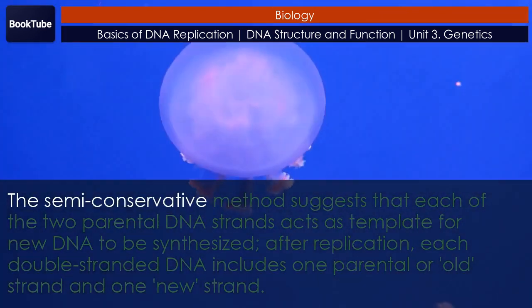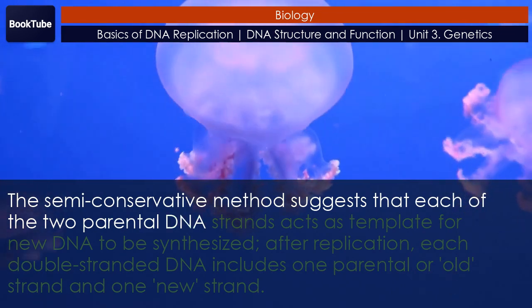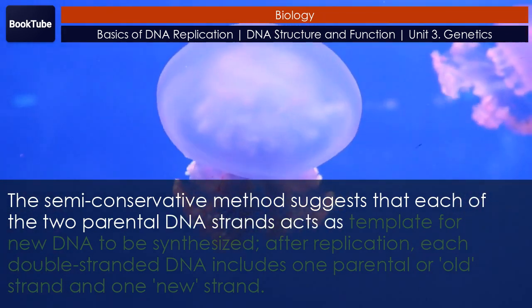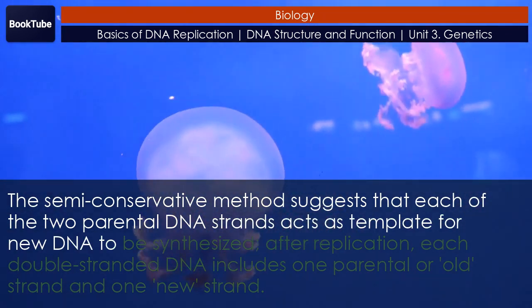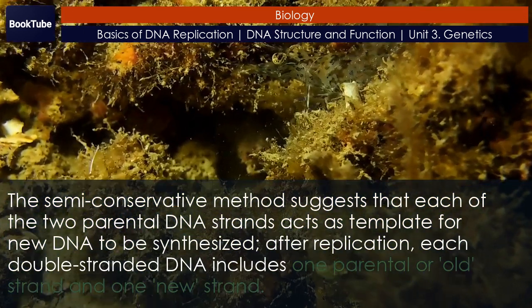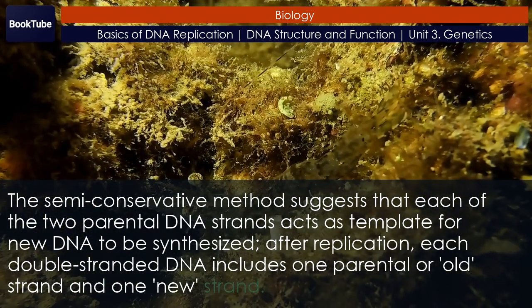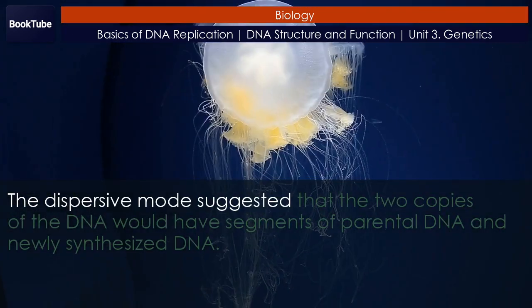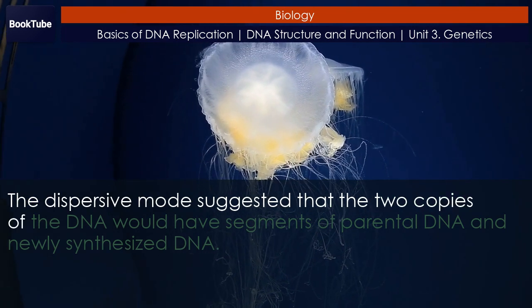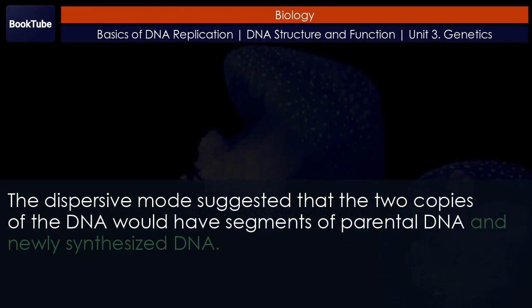The semi-conservative method suggests that each of the two parental DNA strands acts as a template for new DNA to be synthesized. After replication, each double-stranded DNA includes one parental or old strand and one new strand. The dispersive mode suggested that the two copies of the DNA would have segments of parental DNA and newly synthesized DNA.